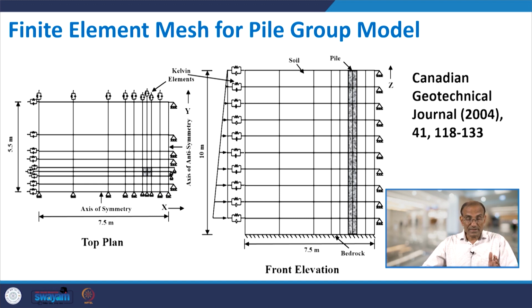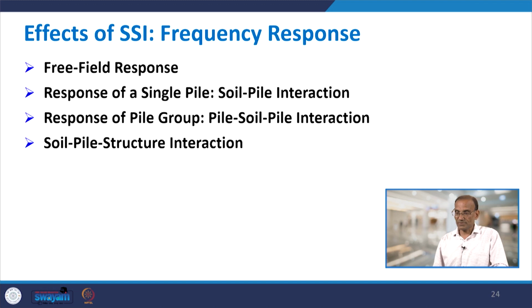On the other boundary, you put the Kelvin elements, which consist of a spring and dashpot. In the elevation, the location of the Kelvin elements is also shown, and you have the bedrock, and this is also cut down. This is the axis of antisymmetry, which you can expect here. This work is already published in the Canadian Geotechnical Journal in 2004.